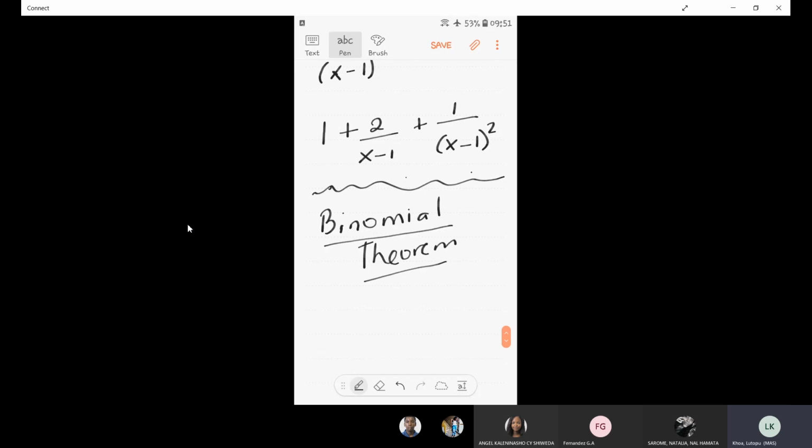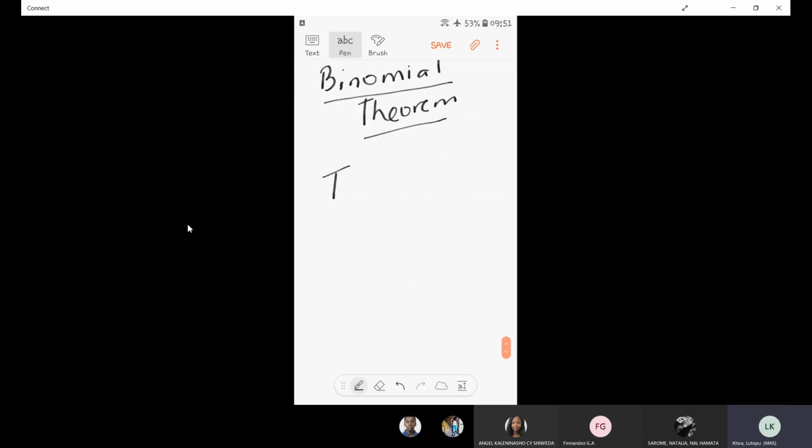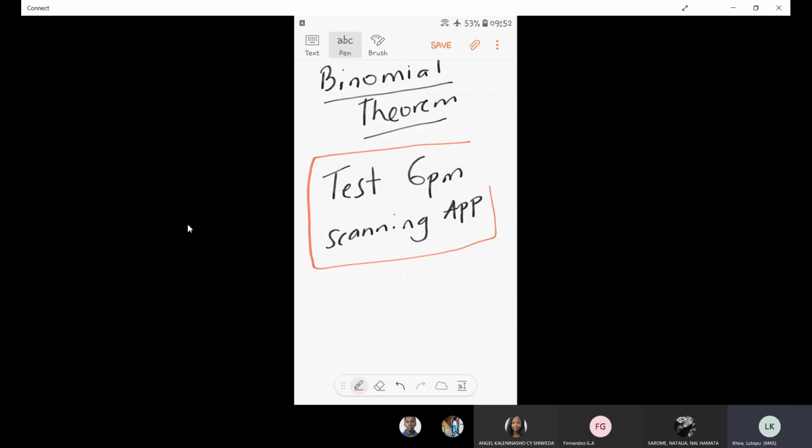Oh, by the way, the test is at 6 p.m. tomorrow, because I think you said Wednesday, and you need a scanning app. It will cover the same content as given in the course outline. What test 2 was supposed to cover, that is exactly what it will cover. So look at the course outline there.